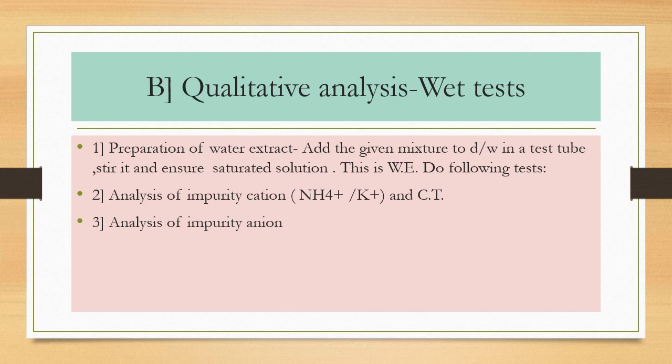Now remember, there is a difference between solution and water extract. Water extract is always a saturated solution. So once it is formed, you can divide that water extract into two parts, one for testing the cation and one for testing the anion. So analysis of the impurity cation and the confirmatory test will be carried out, and then one can go for the impurity anion.